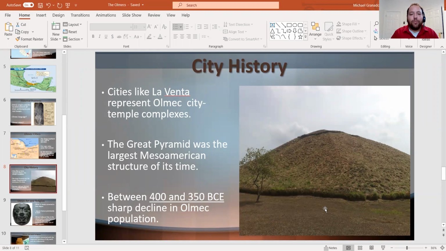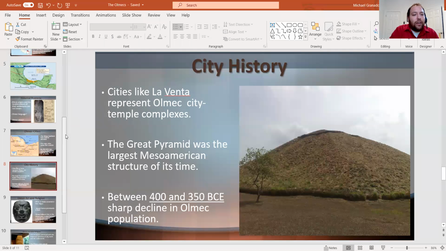And as I referred to before, you have this population decline, this population dip, beginning around 400 BC, a decline in Olmec population. Again, we don't know why, but our best guess so far, where all of the evidence seems to be pointing, is an agricultural problem, an environmental problem that affected people's food supplies.